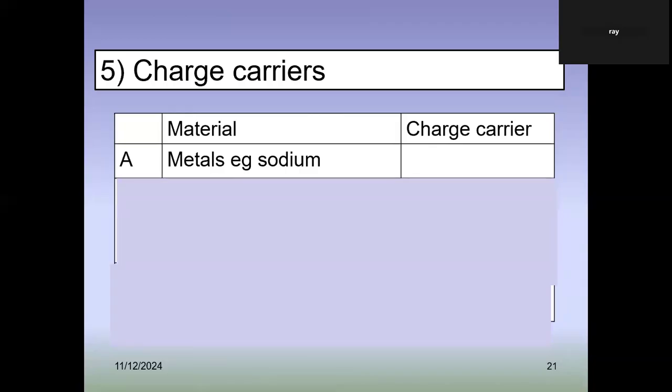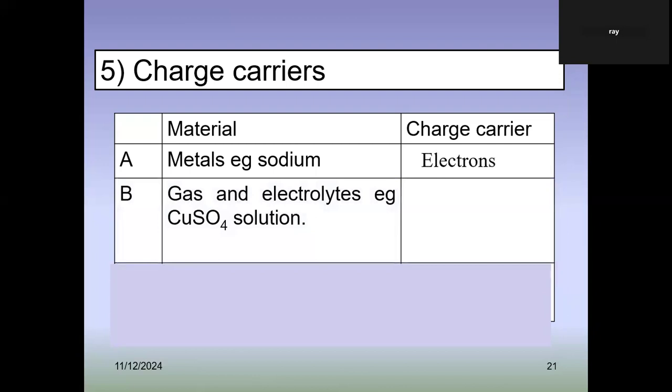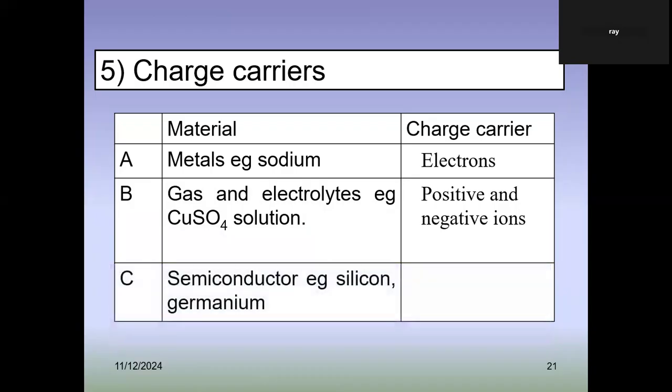Charge carriers. The others we are not interested in. For a metal, example sodium, the charge carrier is the electron. For gas and electrolyte, example copper sulfate, they are positive and negative ions. For semiconductors, which we are interested in, silicon and germanium for example, we have electrons and holes. These are the charge carriers.